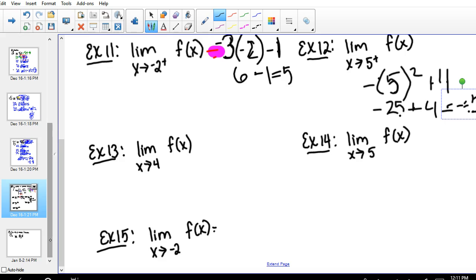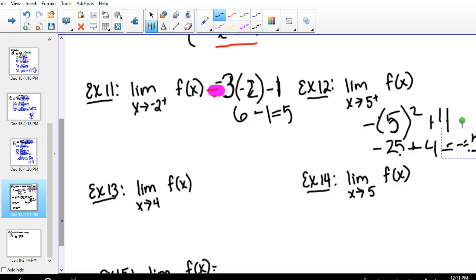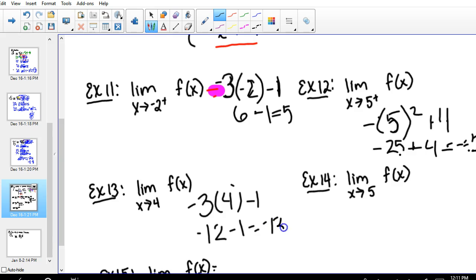All right, so 4 falls between -2 and 5, so you're just going to plug it into that equation. So -3 times 4 minus 1. So you'll have -12 minus 1, which will be -13.